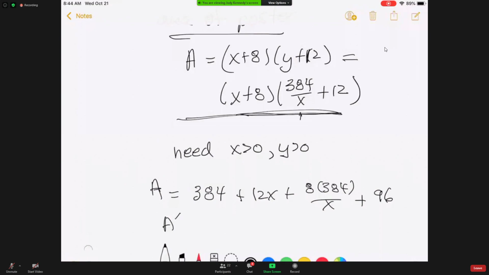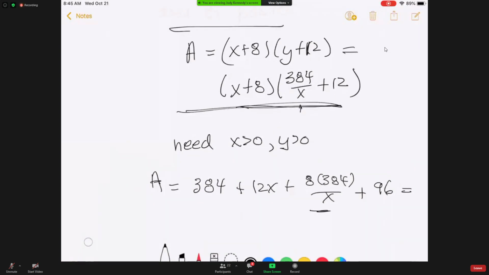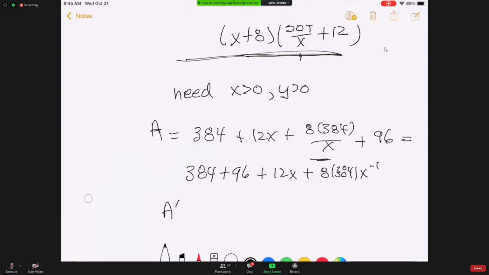Well, now it's easy to take the derivative. Let me write that in exponential form so that I don't have to. 384 and 96 are constants, and therefore their derivative is going to be 0 anyway. Then I've got 8 times 384 times x to the minus 1. So A prime is 0 plus 12 minus 8 times 384 x to the minus 2.